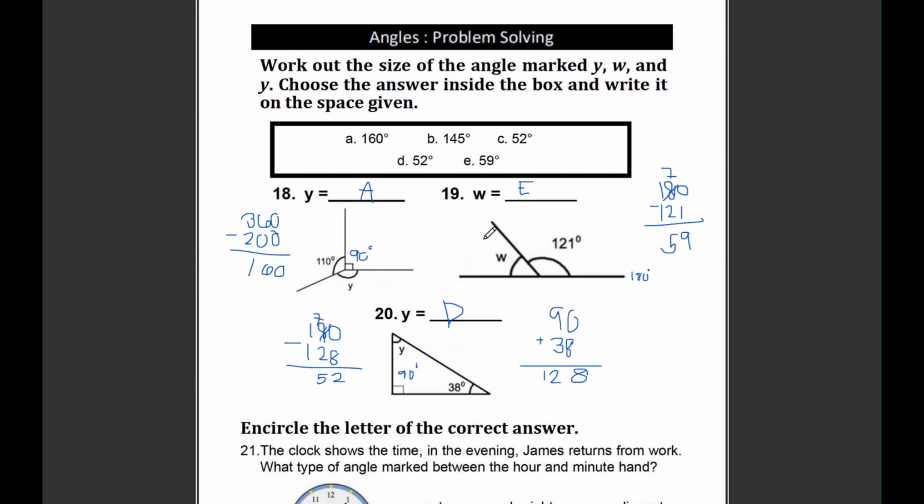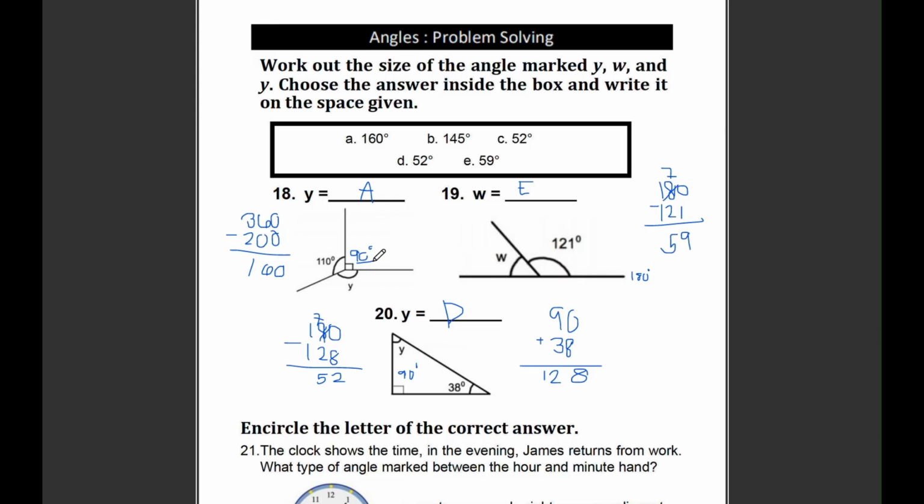Question 18 involves problem solving. Find y. Here we are looking at angles around a point, including a right angle and 110 degrees. Remember that a right angle is always 90 degrees. Our options are 160 degrees, 145 degrees, 52 degrees, and 59 degrees.